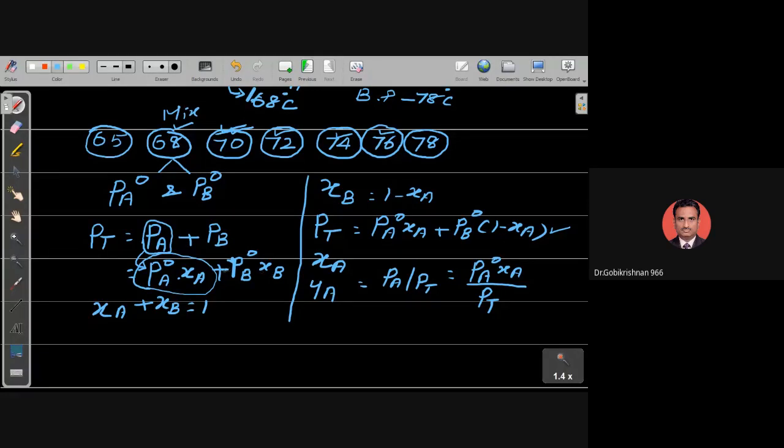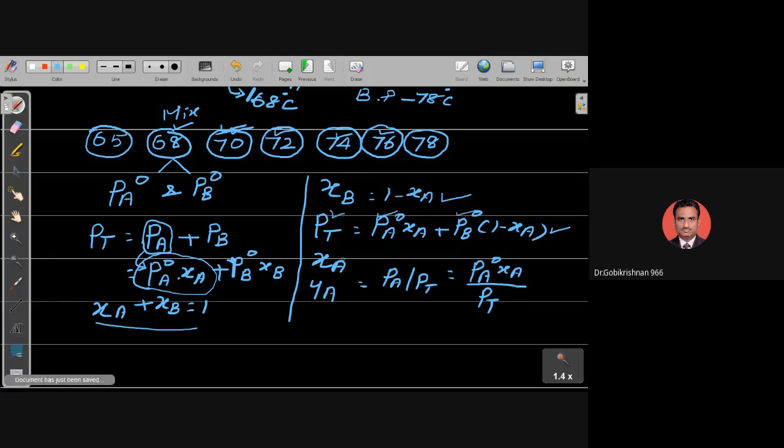That's all. For a binary system, only two components should be there. In our system, we have only two components: one is ethanol, the other one is methanol. Therefore, for the binary system, XA plus XB is equal to 1, and you have to express XB in terms of XA. Then you substitute in the equation here and evaluate the value of XA, because we know the value of PA0, we know the value of PB0, we don't know the value of XA, but we know the value of PT. Substitute and find the value of XA.